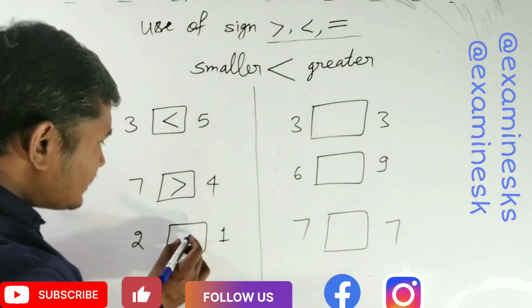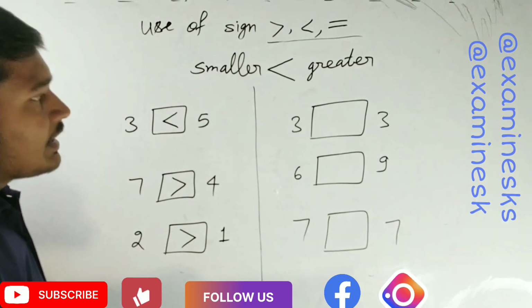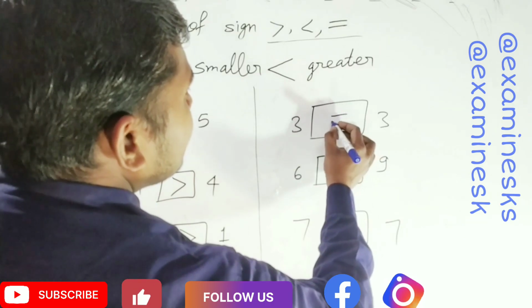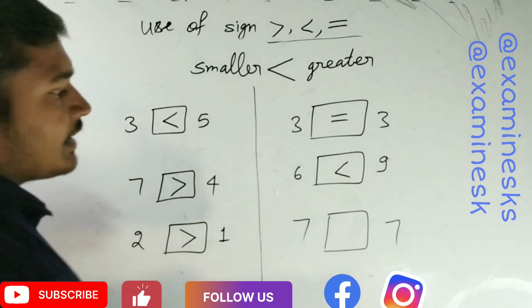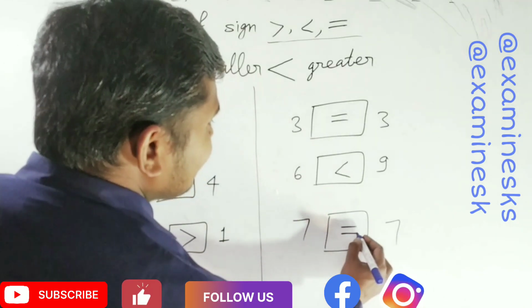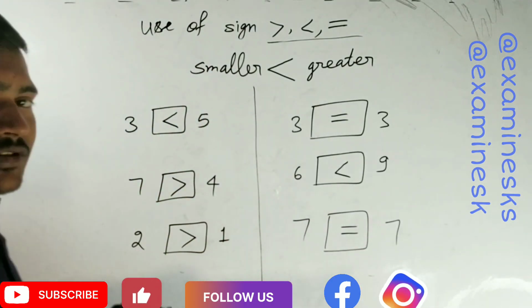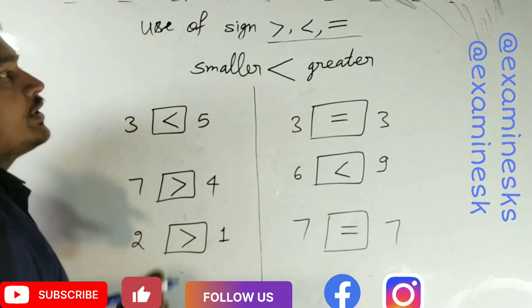Here 2 is greater than 1 and 3 is equal to 3. 6 is less than 9 and 7 is equal to 7. So like this we can use the signs greater, smaller or equal.